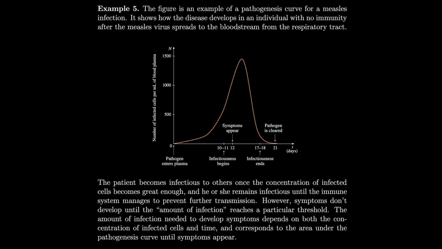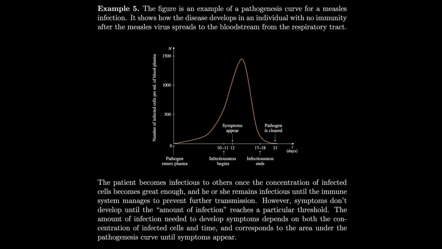The figure is an example of a pathogenesis curve for a measles infection. It shows how the disease develops in an individual with no immunity after the measles virus spreads to the bloodstream from the respiratory tract. The patient becomes infectious to others once the concentration of infected cells becomes great enough, and he or she remains infectious until the immune system manages to prevent further transmission. However, symptoms don't develop until the amount of infection reaches a particular threshold.